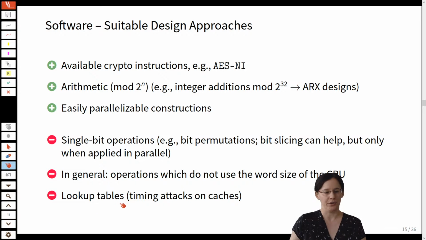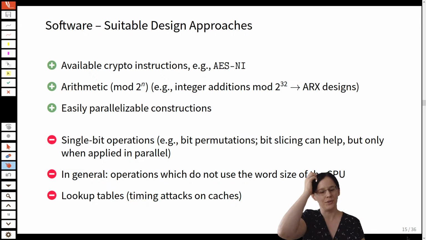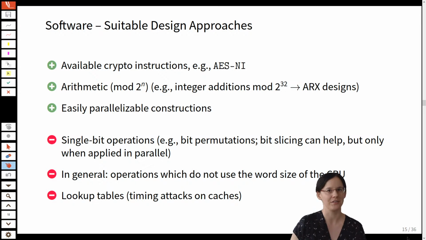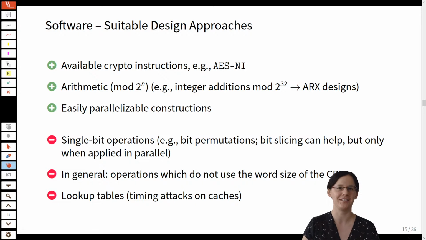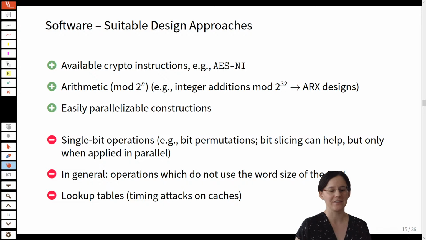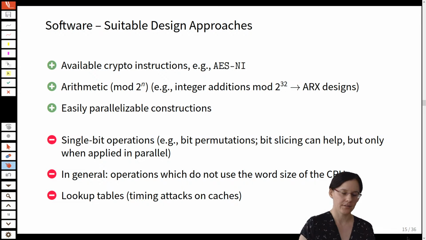So what about software? Of course, the by far easiest thing to do in software, if it's possible, is to use available cryptographic instructions, because this is quite obviously the cheapest thing to do. So for example, if you are on a CPU which has AES instructions, then using these instructions is pretty surely more clever than implementing your own circuit using other operations. So what are other operations that you can still use very well? Well, anything that the CPU provides.